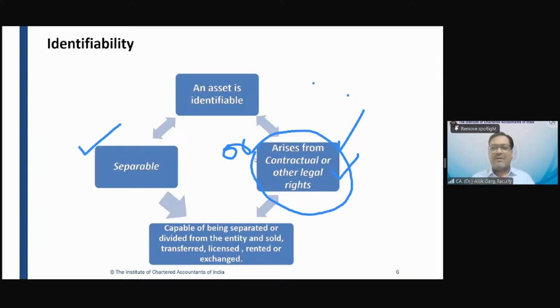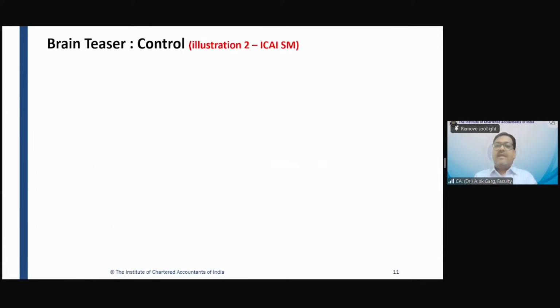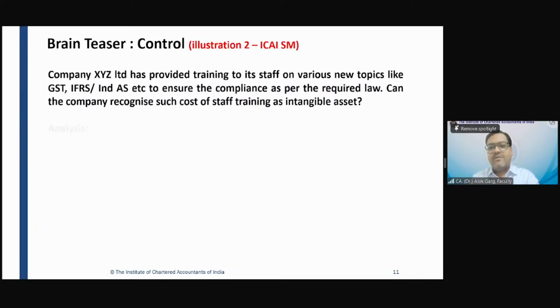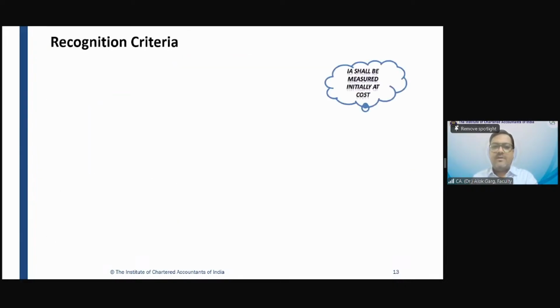Is it clear or not clear? Yes, sir, clear. Second condition, please see the second condition. The word is not 'and', the word is 'or': arising from contractual or other legal rights. So friends, the entity should have control, the entity should have power, and the entity should have a future economic benefit. So these are just concepts.